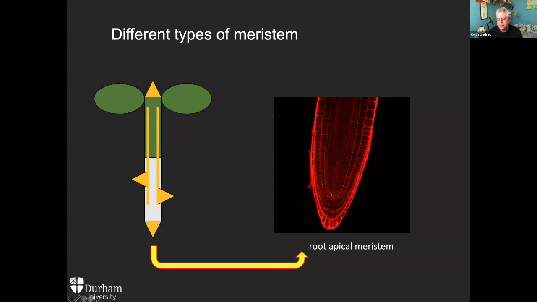But then those stem cells will divide to form all the other cells of the root: the vascular tissues up the middle, the epidermis up the side, and the root cap down below.